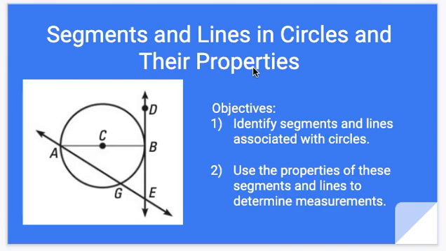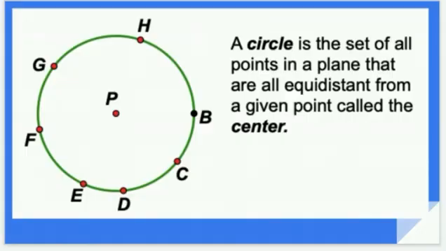In this geometry lesson, you'll be learning about segments and lines that are inside and outside circles and the properties of these segments and lines. So our objectives are first to identify what the names of those segments and lines are. So there's some vocabulary involved. And the second part is to use properties of these segments and lines to determine measurements.